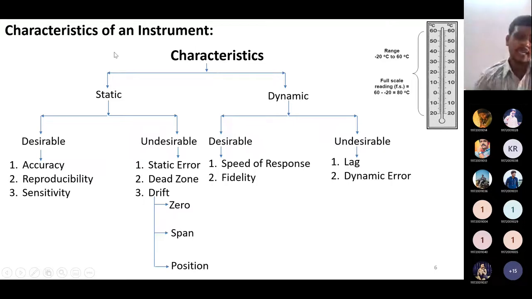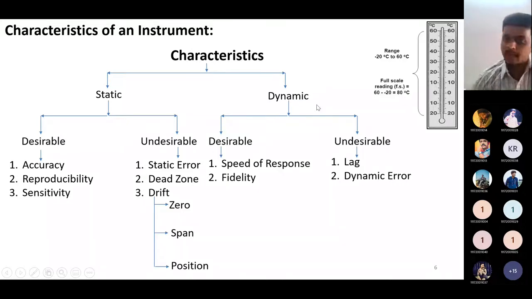Among the static characteristics, the desirable characteristics are accuracy, reproducibility, and sensitivity. The undesirable characteristics are static error, dead zone, and drift. There are three types of drift: one is zero drift, the next is span drift, and the third is position drift. I will be explaining these in detail. What are all these quantities? First let me classify them.